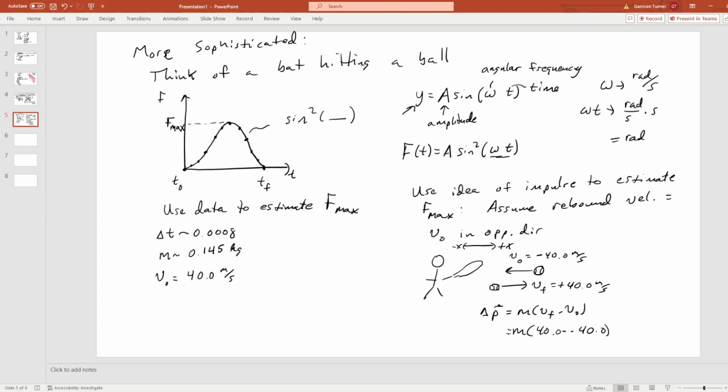Okay, so this turns into 0.145 kilograms times 80 meters per second. Okay, and that turns into, pull out my calculator real quick, 0.145 times 80. Okay, so our change in momentum is 11.6.